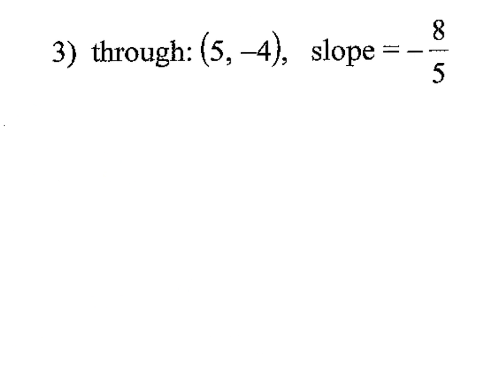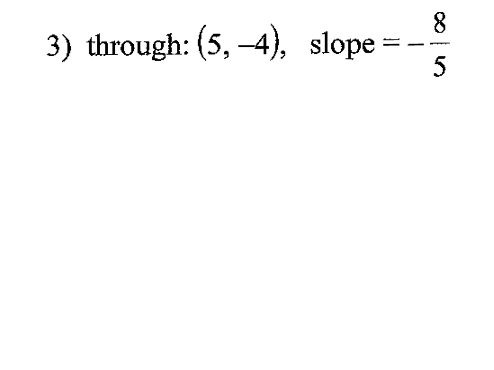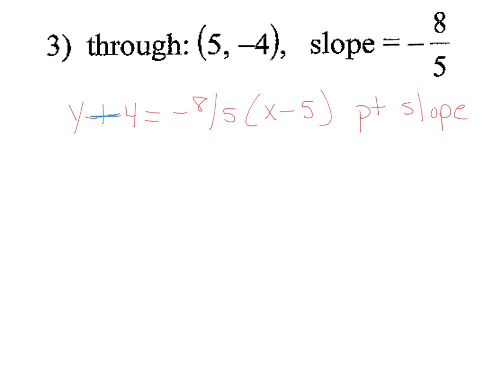All right, on example 3, same thing. We're going to start with point slope. So we're going to have y minus -4 equals -8/5 x minus 5. Again, I do expect us to have a double negative become a positive, and this will be point slope. Okay, now I'm going to go ahead and go into slope intercept.